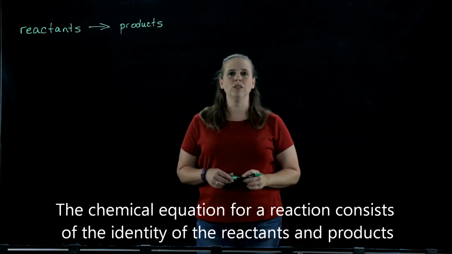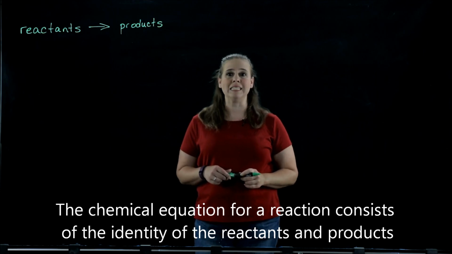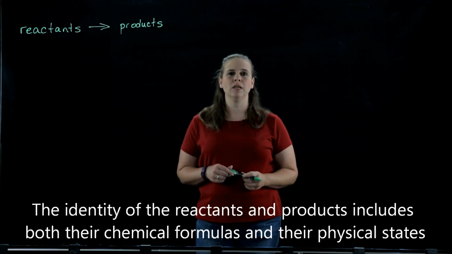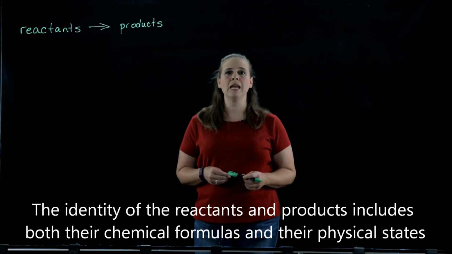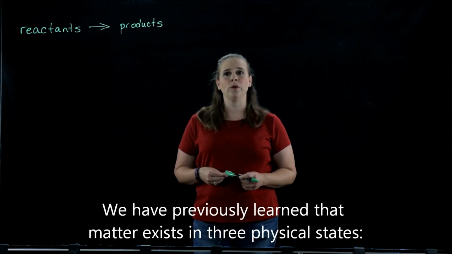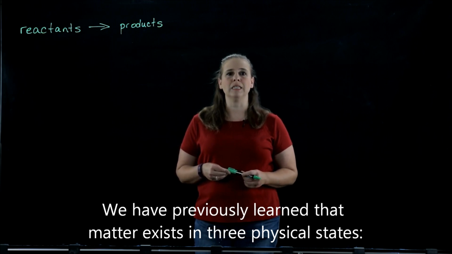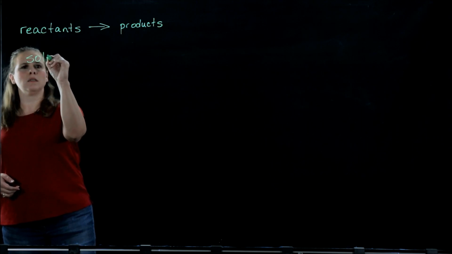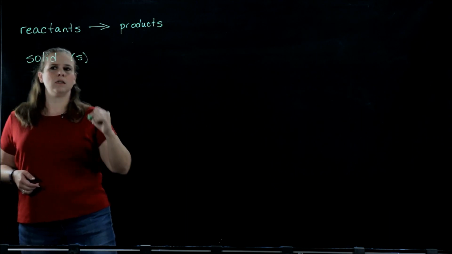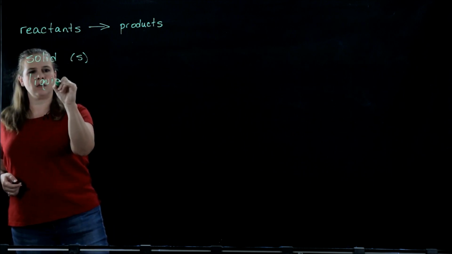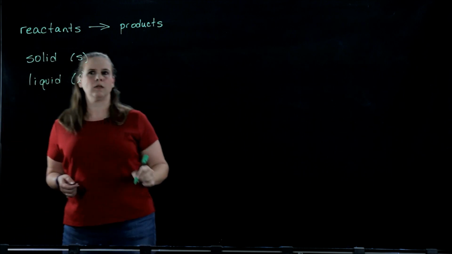The chemical equation for a reaction consists of the identity of the reactants and products and the relative numbers of each. The identity of the reactants and products includes both their chemical formulas and their physical states during the specified chemical reaction. We have previously learned that matter exists in three physical states: in a solid, as a liquid, and as a gas.